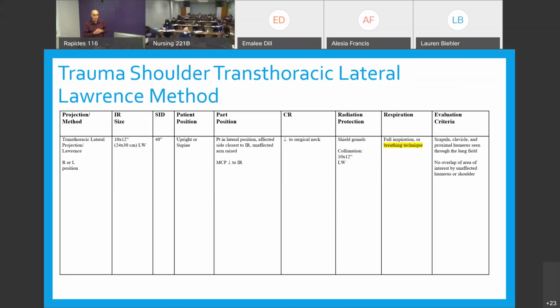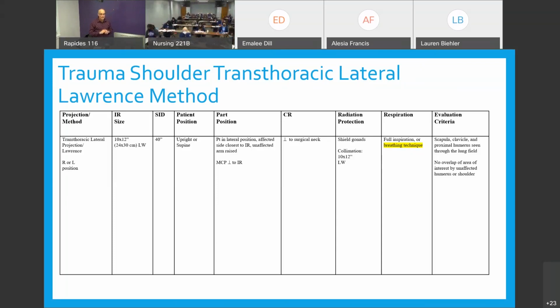Because for motion to occur, we have to be working in seconds, not milliseconds. We need to give the patient's body time to allow the motion to happen. We can't do millisecond exposures and expect them to take 3 breaths in. So we're going to be talking 3 to 5 second exposures, and that's called a breathing technique.